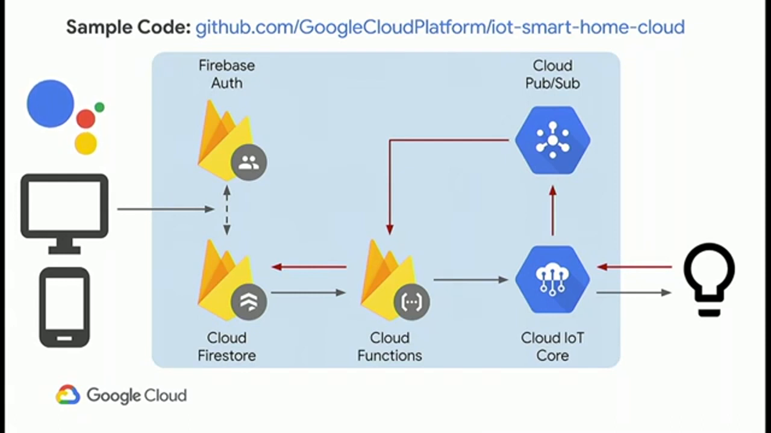Now, this means that in this architecture, Firestore becomes the primary source of truth for all of your device data. And that's going to become really important when we start talking more about smart home. So I'll come back to that a little bit later on. But just keep in mind for now that Cloud Firestore is that central point where all of the data is accessible for all of the devices.